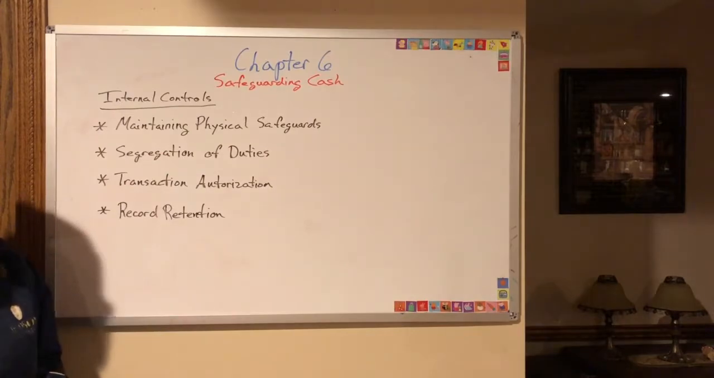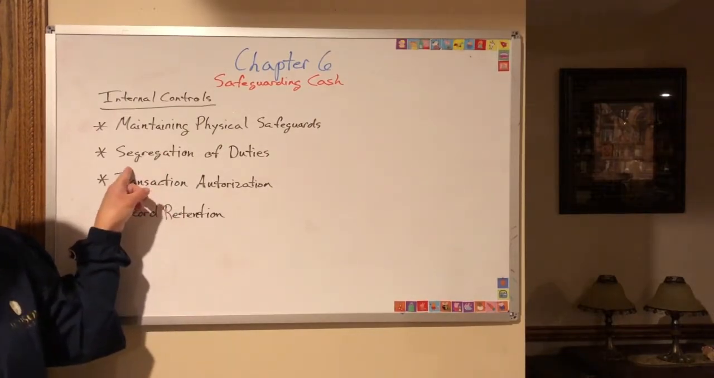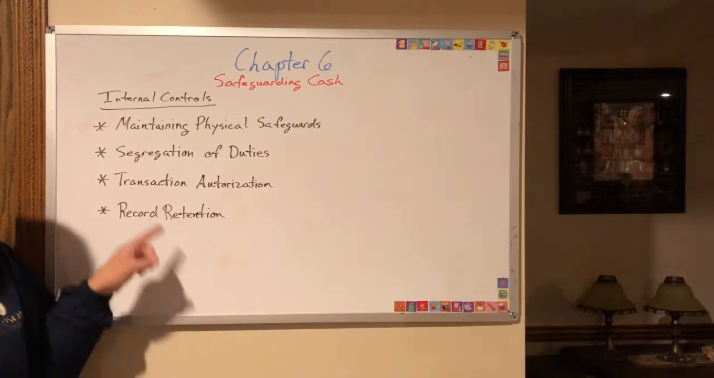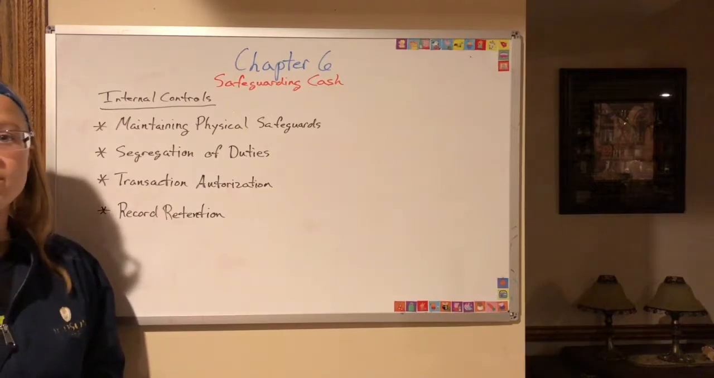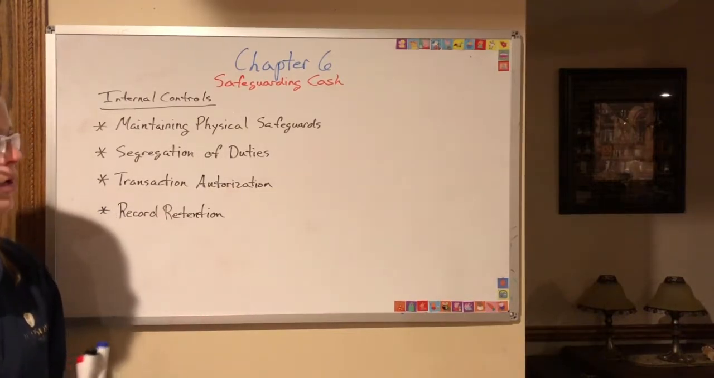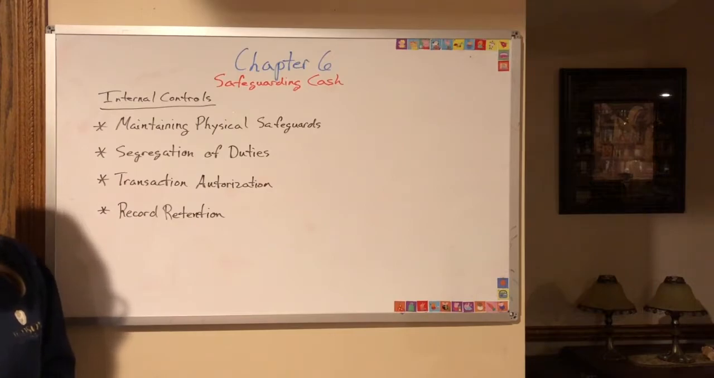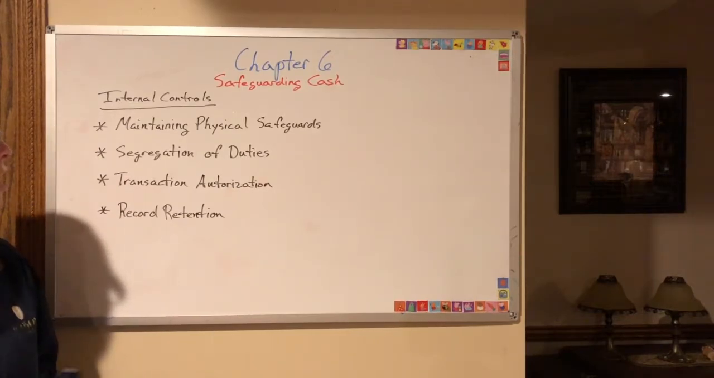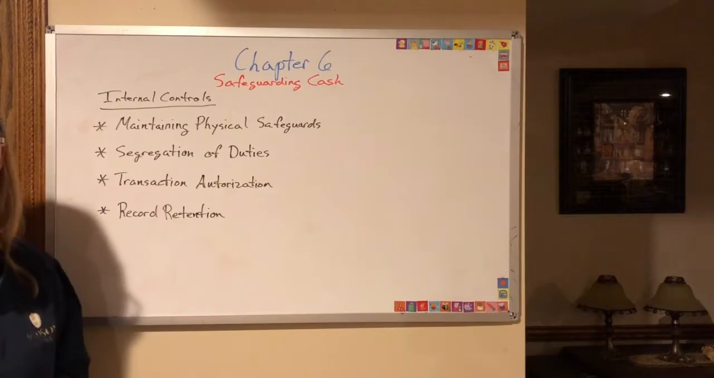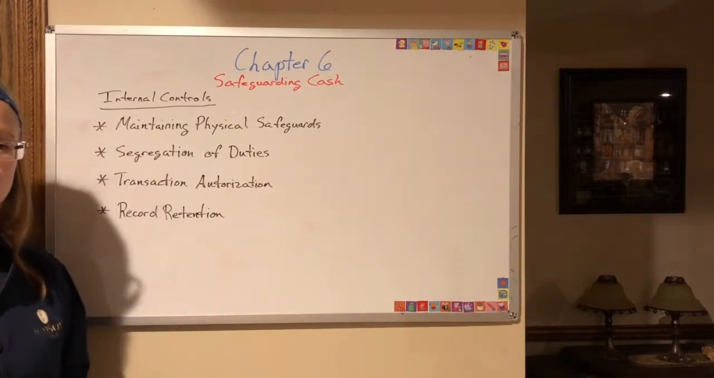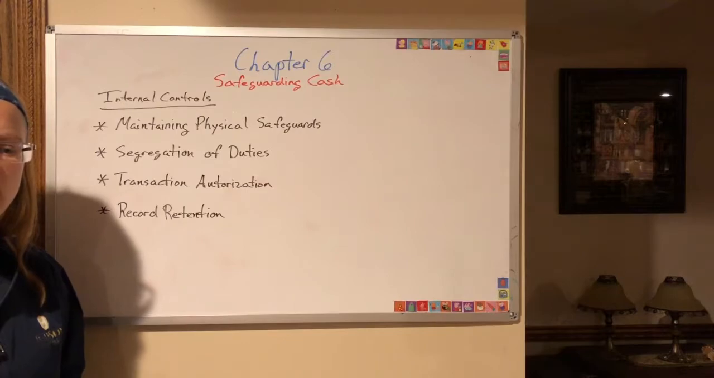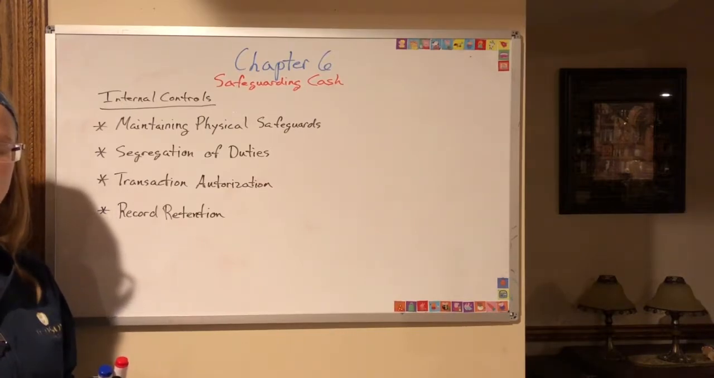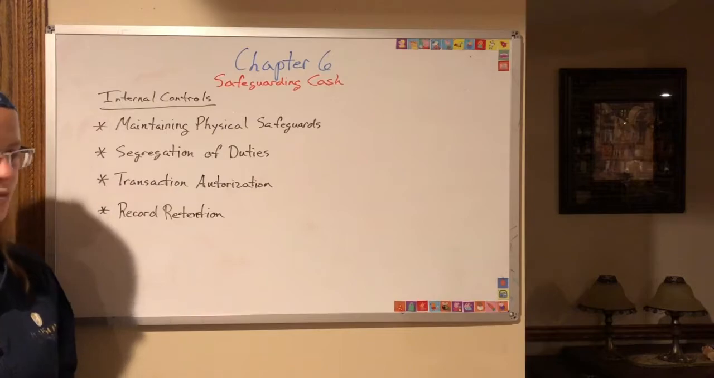Number 1 is maintaining physical safeguards. 2, segregation of duties. 3, transaction authorization. And 4, record retention. That's not going to mean much to you, but we're going to go over these so you understand the internal controls better. An example of maintaining physical safeguards is making sure that only authorized personnel have access to cash registers, and that the cash registers are emptied before the end of the night and put into a lockbox.